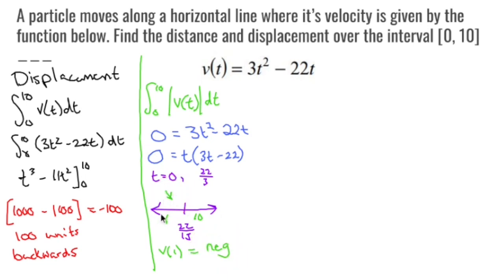So between 0 seconds and 22 over 3, that's supposed to say 3. I don't know why that looked like 13. Between 0 and 22 over 3, I'm going backwards because my velocity is negative.